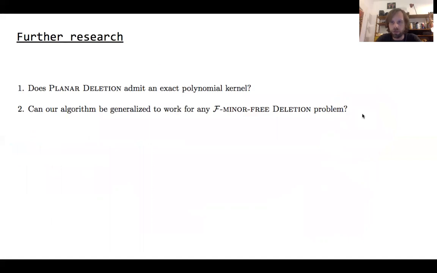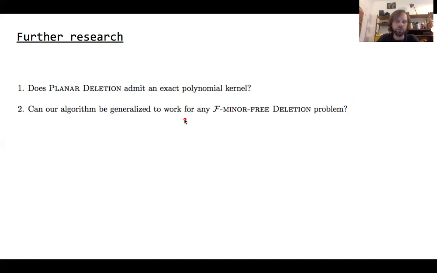Let me conclude with two open problems. So the question whether planar deletion admits an exact polynomial kernel remains a main open problem in the area, and we believe that a better understanding of this marking problem on single-faced boundaried subgraphs would also help us in understanding the exact compressibility of planar deletion.